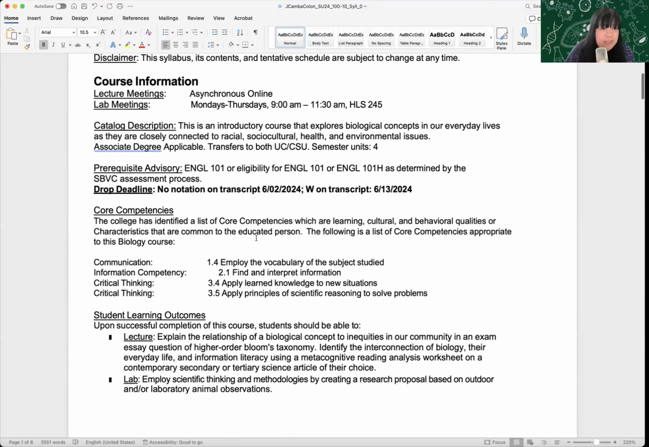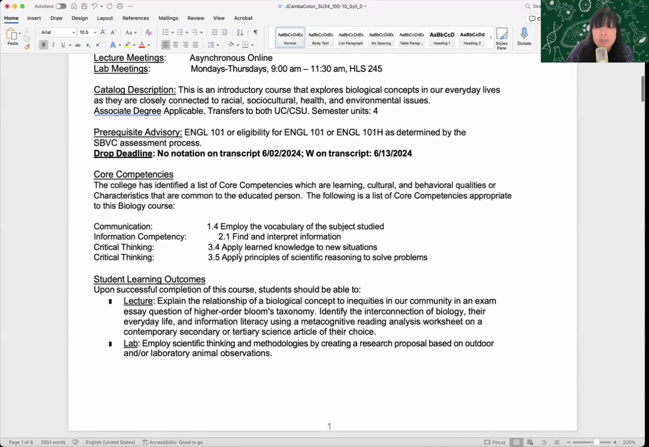Okay. And these are the core competencies. So we want to learn vocabulary. We want to find and interpret information. We want to apply learned knowledge to new situations and apply principles of scientific reasoning to solve problems.